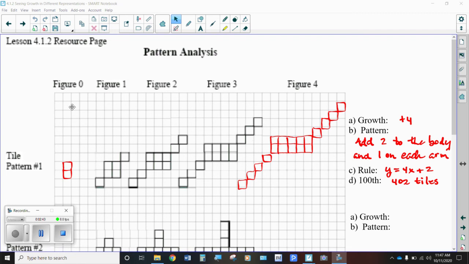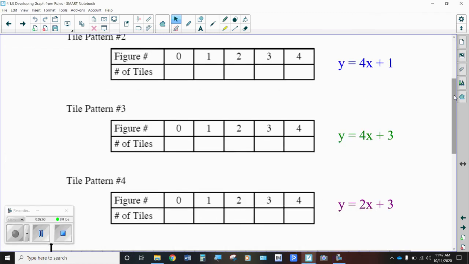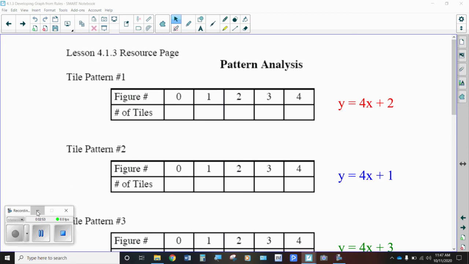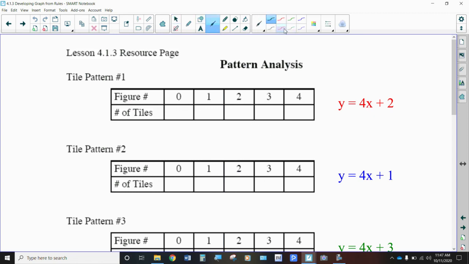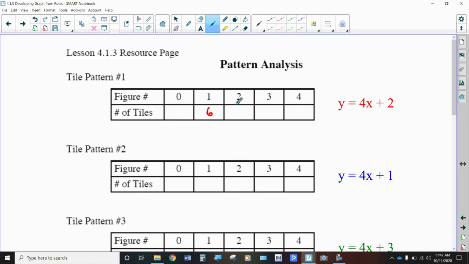So looking at your data from lesson 4.1.2, we are now going to take that information and put it into a table. It's helpful that we created the rules for each one of those situations, so I'm just going to use the rule. I'm not necessarily going to count all the different tiles on the previous, but you can do it that way. So remember, figure 1 had a total of 6 tiles, figure 2 had a total of 10, and figure 3 had a total of 14, and you had to create figure 4 and figure 0 and then identify the rule.